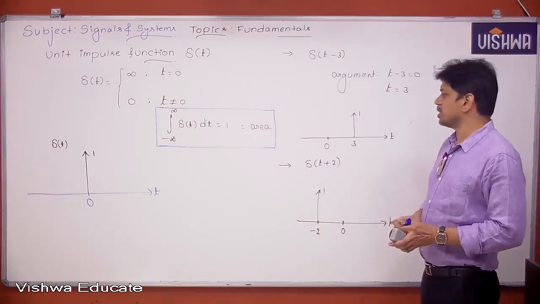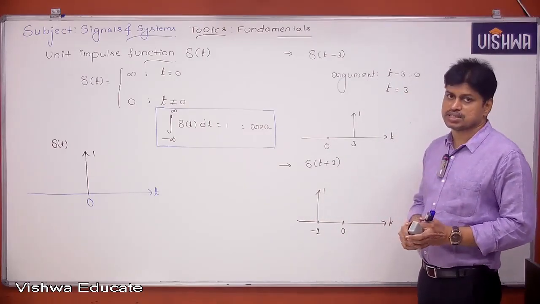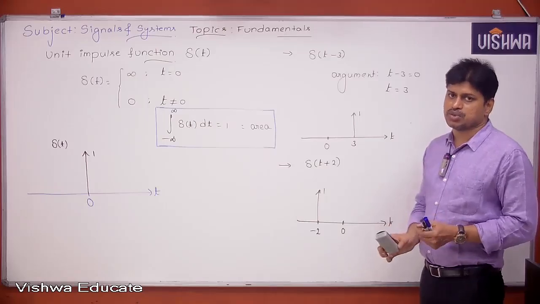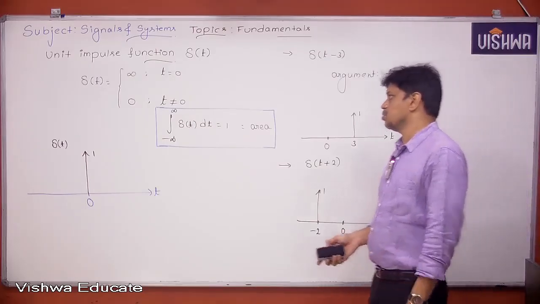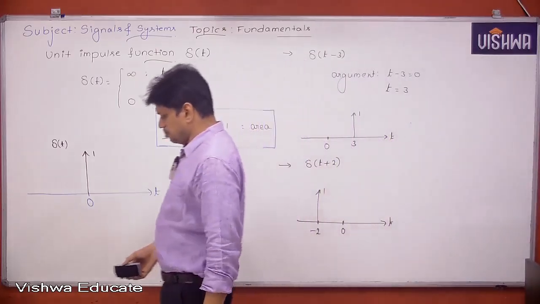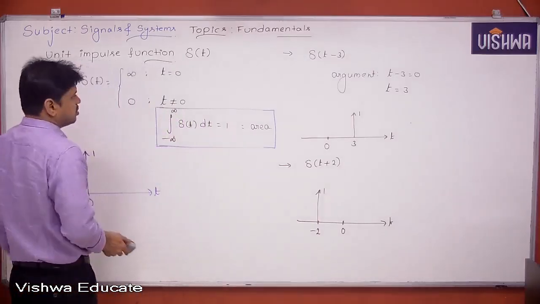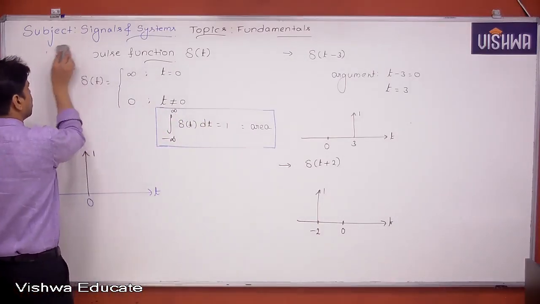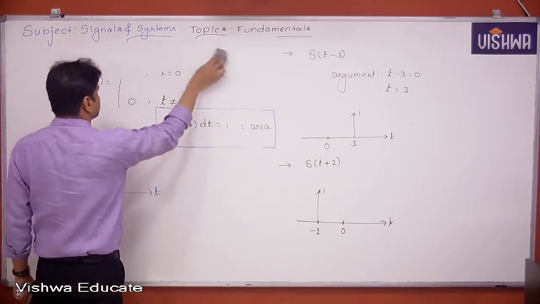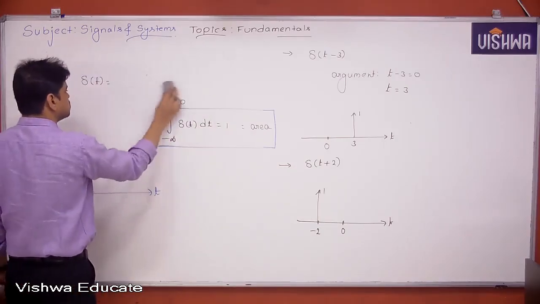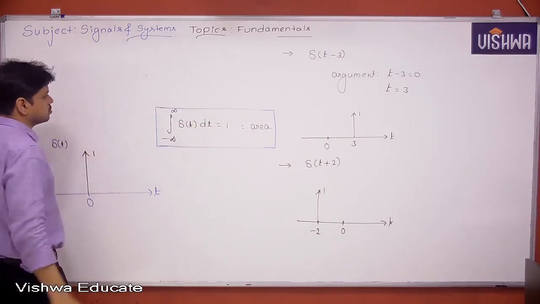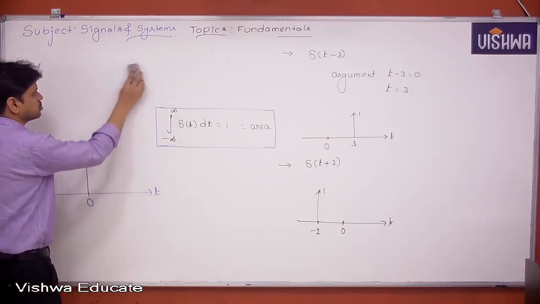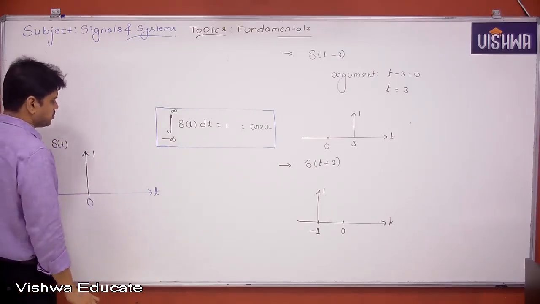Somewhere you can write: impulse function exists when argument is equal to 0. Argument means the value inside the bracket. Make a note.